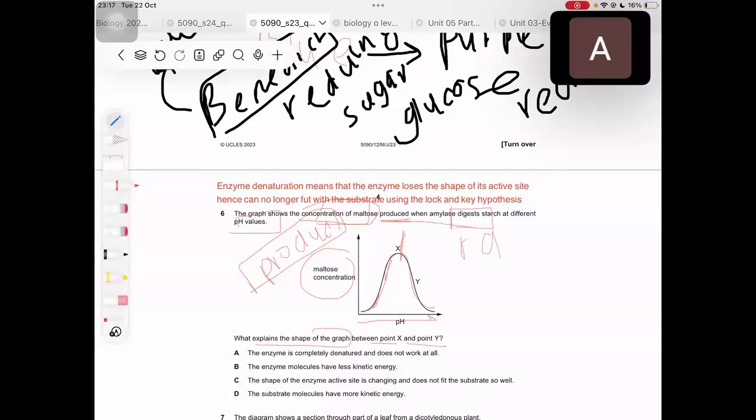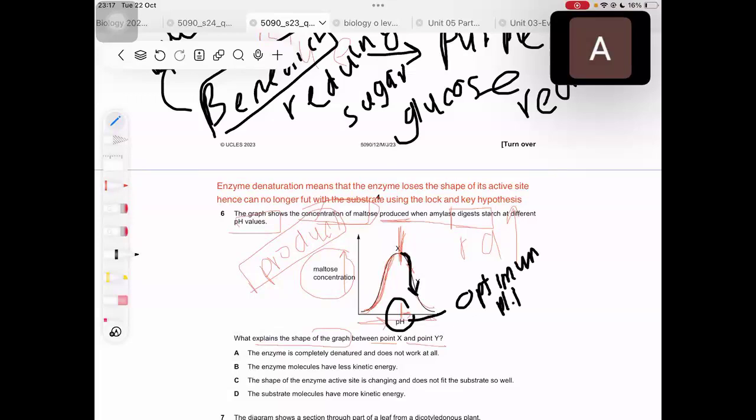So let's see what happens over here. You can see as pH was increased initially, the maltose concentration increased. That means the rate of reaction increased, right? But when it reached the point X, it reaches the maximum value. And after that particular pH, the maltose concentration starts to drop. You call this pH value the optimum pH, and you can see the maltose concentration going down.